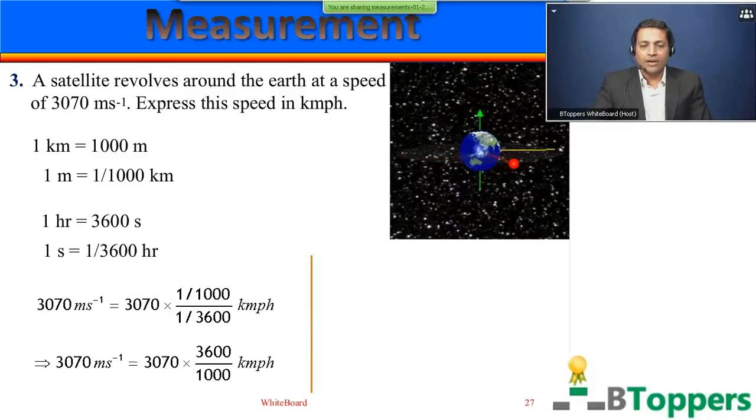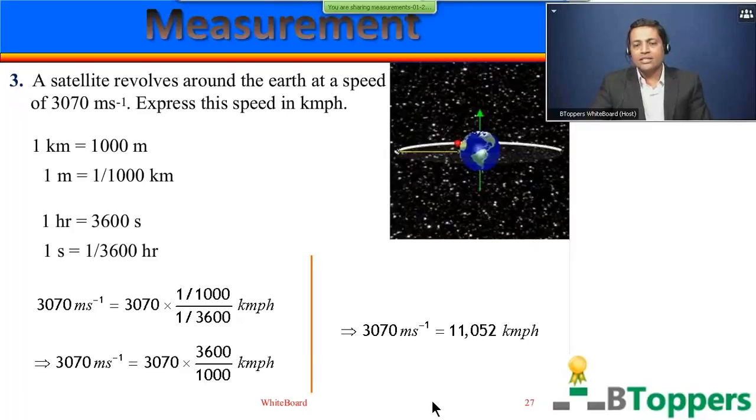And if you simplify this, this 1 by 3600 goes to the numerator and 1000 comes to the denominator, and this is how the number turns out to be. Therefore, 3070 meters per second is actually equal to 11,052 kilometers per hour.